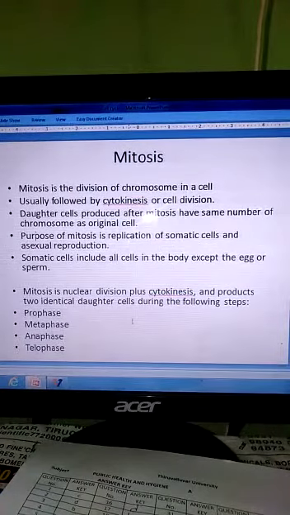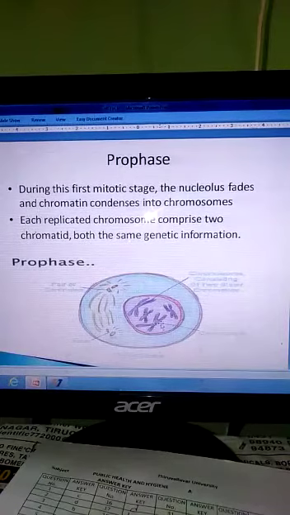First one, prophase. During this first mitotic stage, the nucleolus fades and chromatin condenses into chromosomes. Each replicated chromosome comprises two chromatids, both with the same genetic information. This is a pair of centrioles, the aster, and a chromosome consisting of two sister chromatids. This is the centromere.